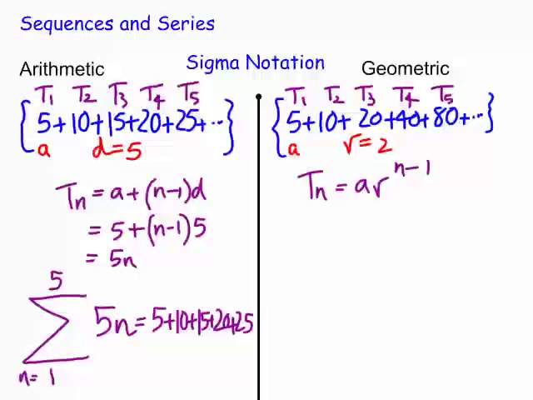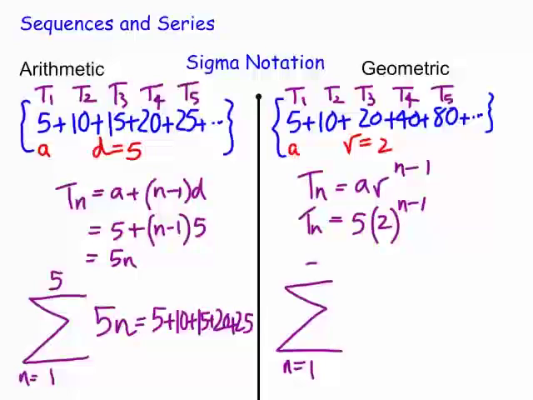Okay, let's have a look at the geometric one. We know A is 5, so it's going to be 5 times 2 to the n minus 1. So Tn is just that now. In sigma notation, this would be written as big sigma, going from n equals 1 to 5, with the general term 5 times 2 to the n minus 1. You just put in n equals 1, n equals 2, n equals 3, n equals 4, n equals 5, and add them up. The sigma means sum.